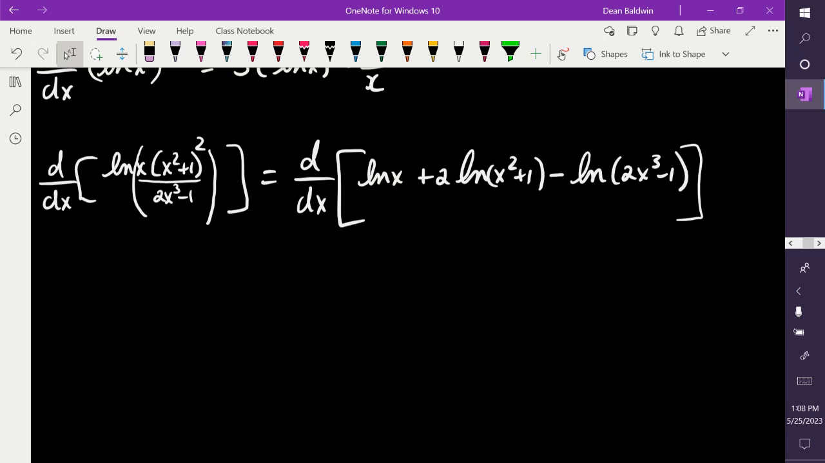What's the derivative of the natural log of x? What's the derivative of 2 natural log of x squared plus 1? Do I care about the 2? No, it's a constant. What's the derivative of the natural log of x squared plus 1? Times 2x, the inside derivative. Minus, what's the derivative of the last one?